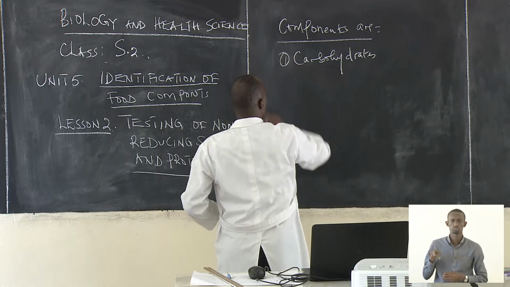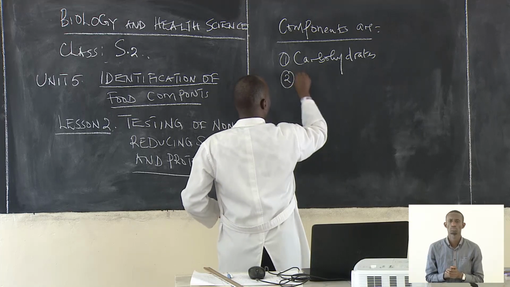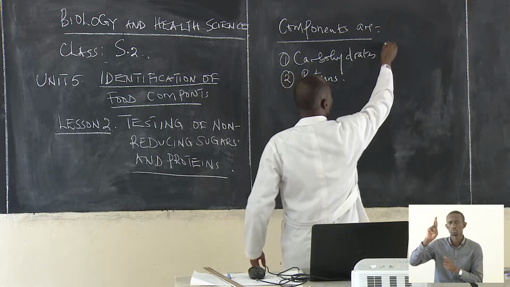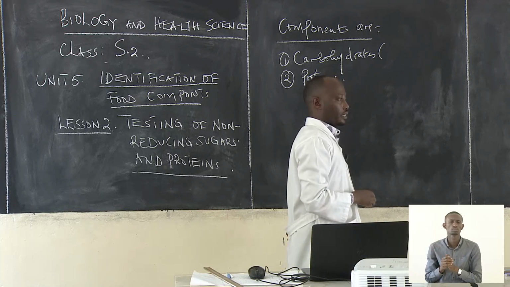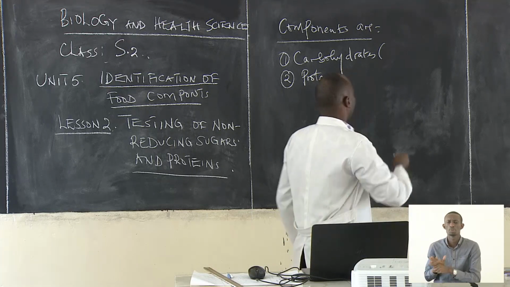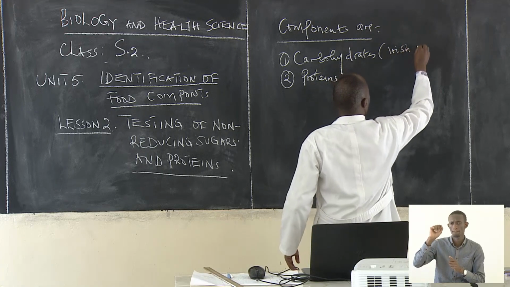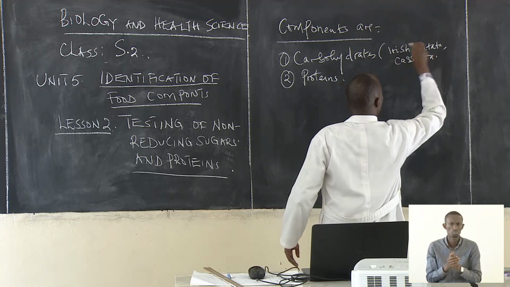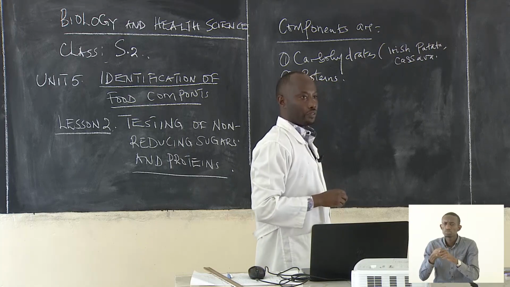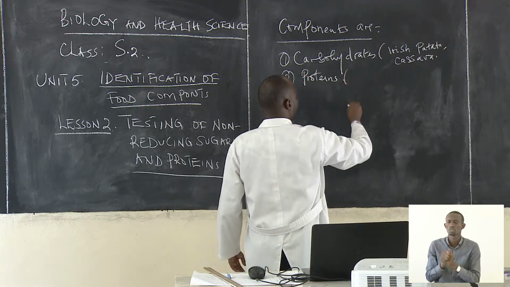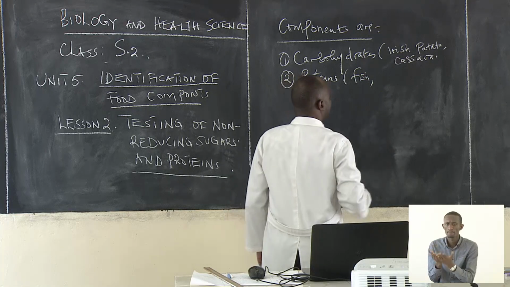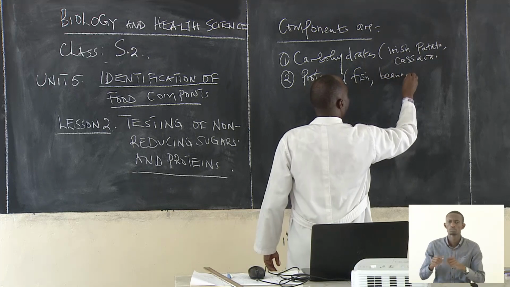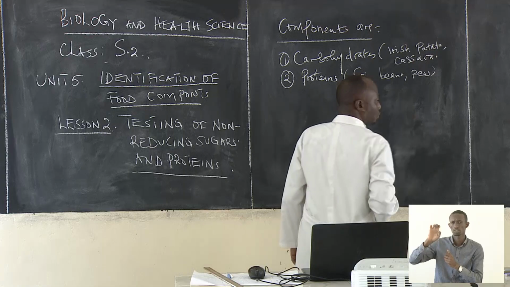We have another component of food. Number 2, we have the proteins. Who can give me examples of proteins? Examples of carbohydrates: we have a number of foods that contain carbohydrates and starch. Take an example like Irish potato. We have the cassava. These are some of the examples of carbohydrates. We have proteins, examples of proteins. We have fish. We have beans. We have peas, and so on and so forth.